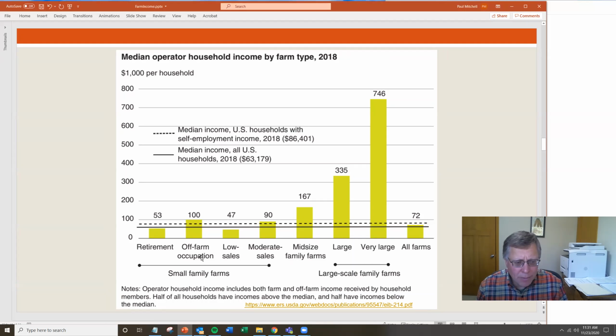But off-farm occupation farmers, this makes sense. These are people with other jobs somewhere else, and they also have a farm. The average there is $100,000 above the median of the household income here in the U.S.